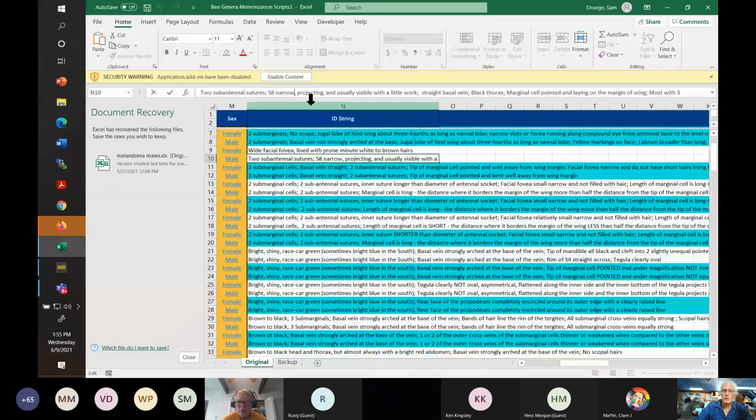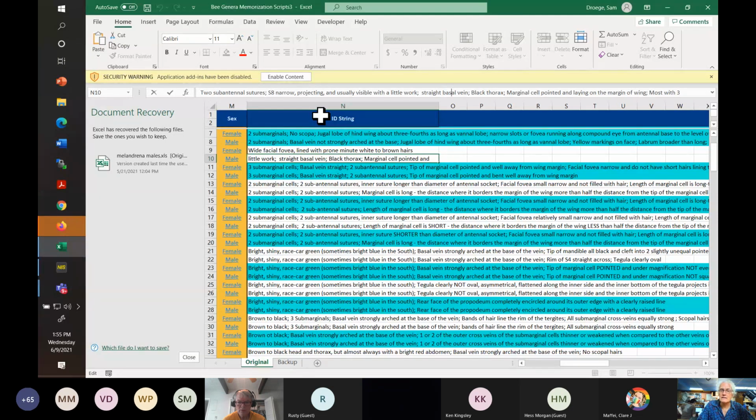S8 is almost always visible. With a little hunting, and we did some examples, you get an idea what S8 looks like. It is projecting out, not retracted. I think all bees have an S8, but usually it's completely hidden and you'd have to dissect it. Straight basal vein, we talked about whether straight is really straight, but we're really using that as shorthand to be not as curved or bent as in Halictidae.